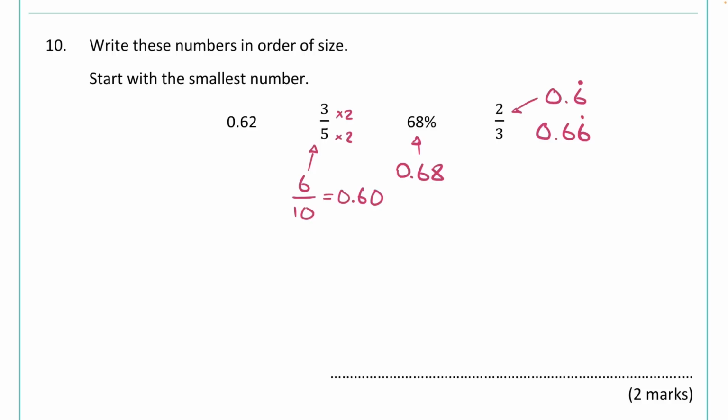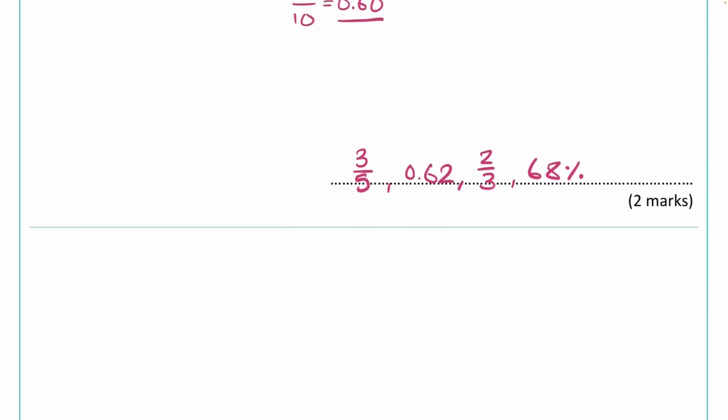So if we put these in order of size, we've got the 0.60, which is the 3/5. We have next the 0.62. Next we have this 0.66 recurring, or the 2/3. And then finally, we have the 68%. And also notice, of course, how I've written the original numbers back into the list. And there we go, that's ordering fractions, decimals, and percentages.